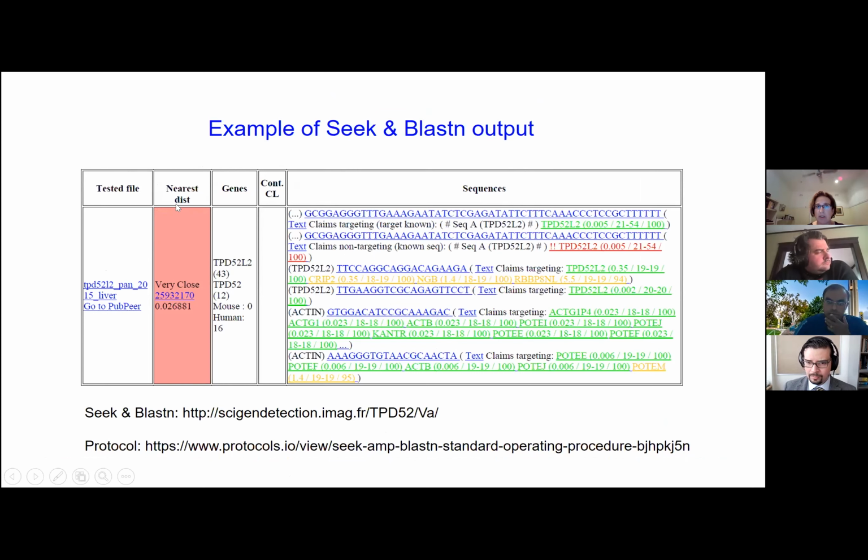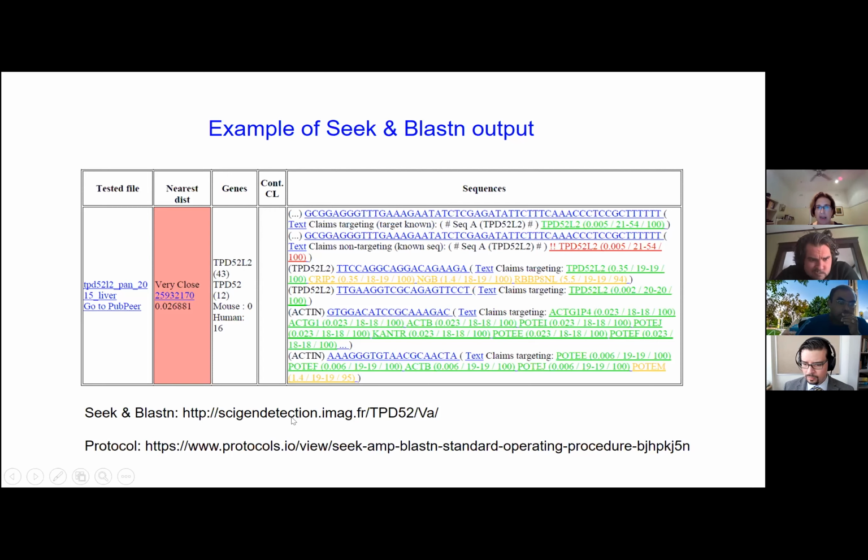Seek and Blast will give a nearest distance using intertextual distance analysis to a paper in a reference cohort. This paper is in the reference cohort, which is why that number is so small. It'll indicate the gene identifiers that have been identified and also the species identifiers. It will highlight any contaminated or misidentified cell lines that it identifies, and there are all the sequences listed with their various statuses indicated, and when something is not right, that's highlighted in red. So that's that incorrect non-targeting sequence that was actually highlighted in the previous slide.